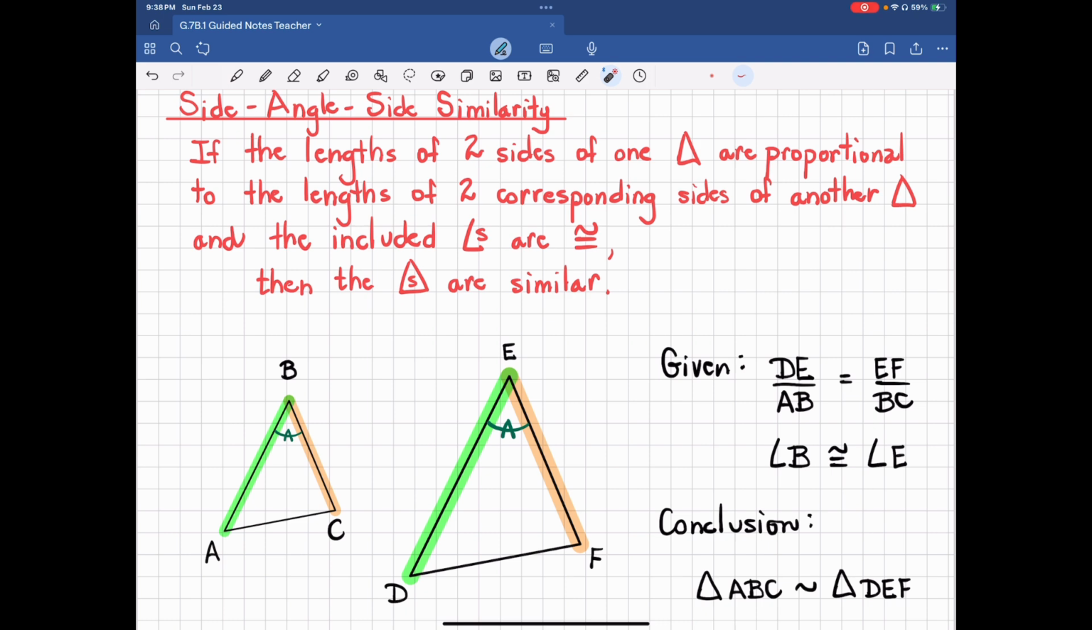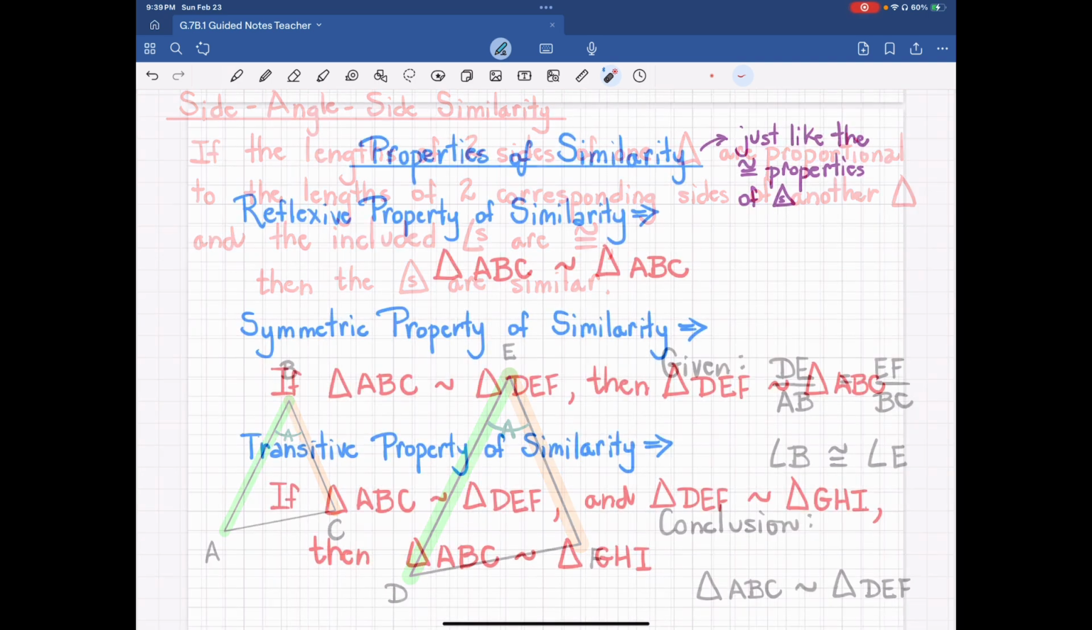Then if you look at the included angle, the angle that lies between those two sides, it's this angle here and this angle here. And so if I know that angle B is congruent to angle E, and that these sides right here are proportional, then I can make the statement that these two triangles have to be similar. So triangle ABC is similar to triangle DEF because of side-angle-side similarity.